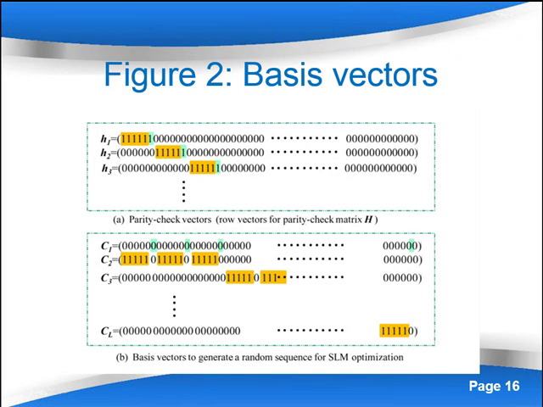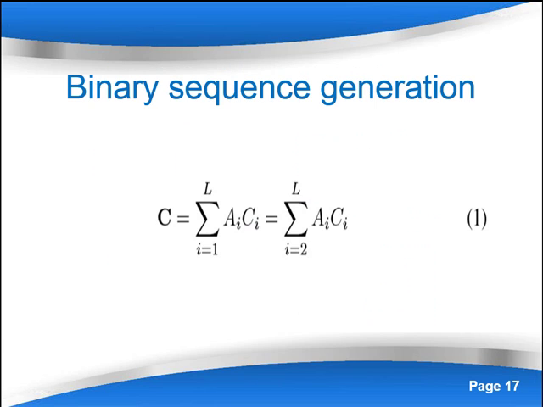In the SLM-based PAPR reduction method, the best sequence which minimizes the PAPR of the OFDM signal is selected from a set of random sequences. The random sequence is generated by a linear combination of basis vectors constructed based on the parity check matrix in LDPC code. Figure 2a shows examples of basis vectors, and the corresponding parity check vectors are shown in figure 2b. Each binary sequence is generated by a linear combination of basis vectors.